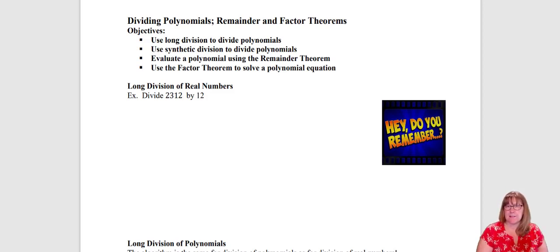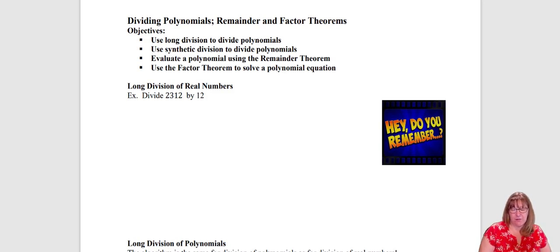As I said at the end of the last video, we hope to be able to factor things that we couldn't factor before. Well, part of doing that means being able to divide by certain factors. And if those factors divide evenly, that helps us determine that that can be a factor of that polynomial. Let's take a look at what I mean.